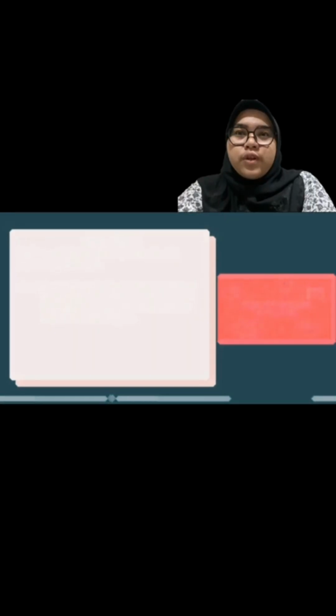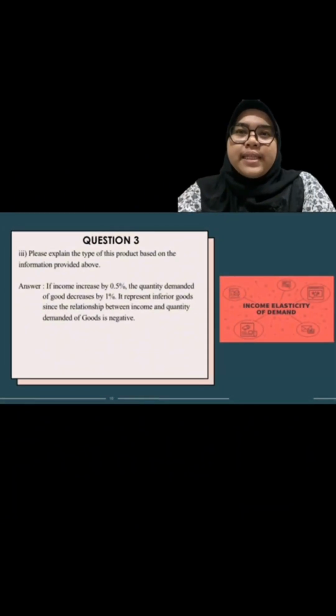And the last question for question 3 is the 3 Roman. Please explain the type of this product based on the information provided above. The answer will be if income increases by 0.5%, the quantity demanded of good decreases by 1%. It represents inferior good since the relationship between income and quantity demanded of good is negative.